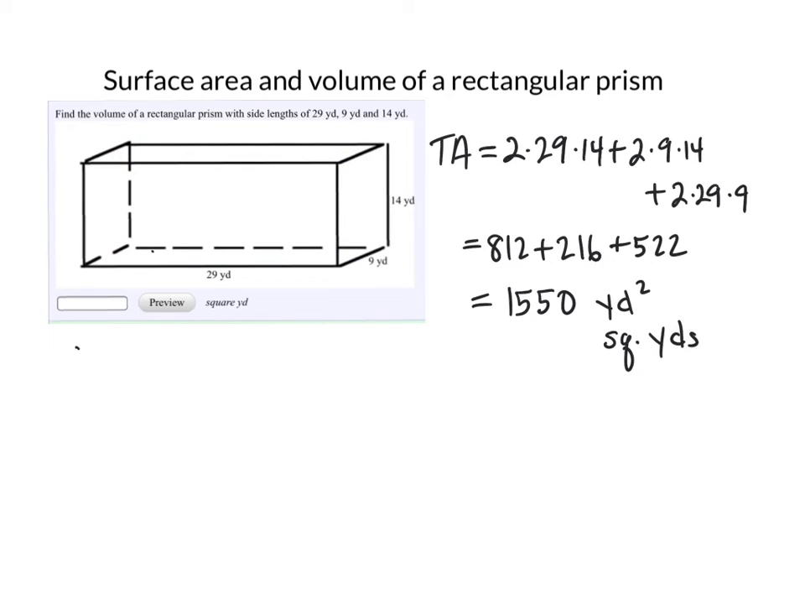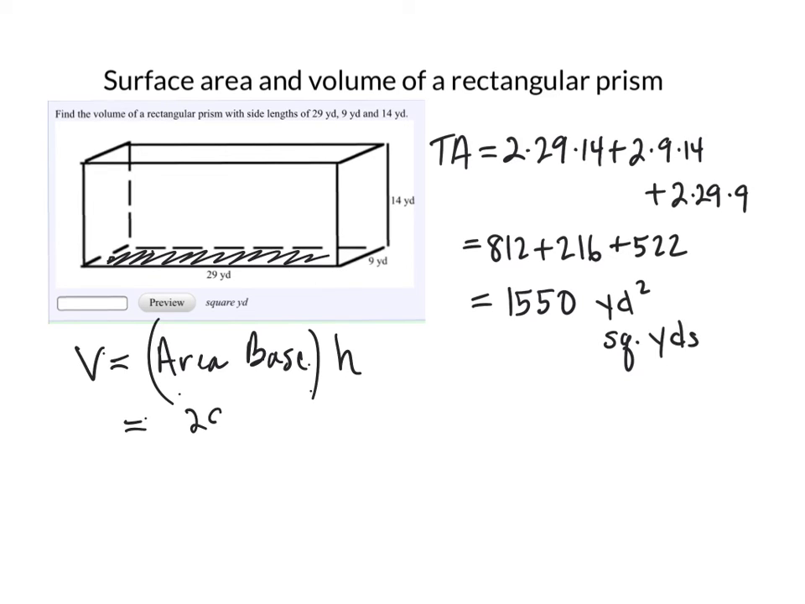The volume is the area of the base times the height, and the area of the base right here is 29 times 9 times the height, which is 14, and 29 times 9 times 14 is 3,654.